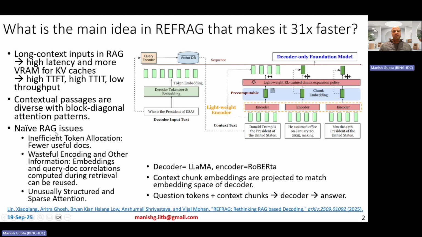If you're just doing standard RAG, it has several of these issues. First, inefficient token allocation. There could be 10 documents retrieved, but only a few of them are important. There is also wasteful encoding and other information.